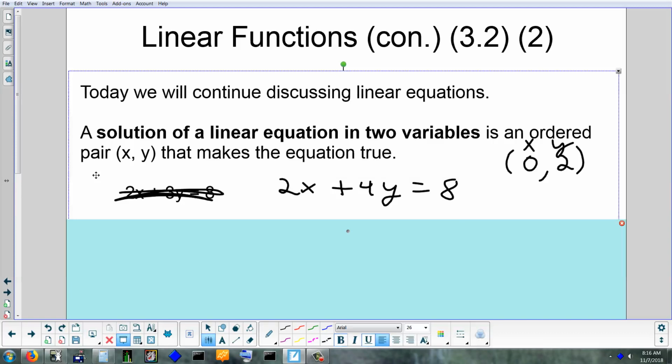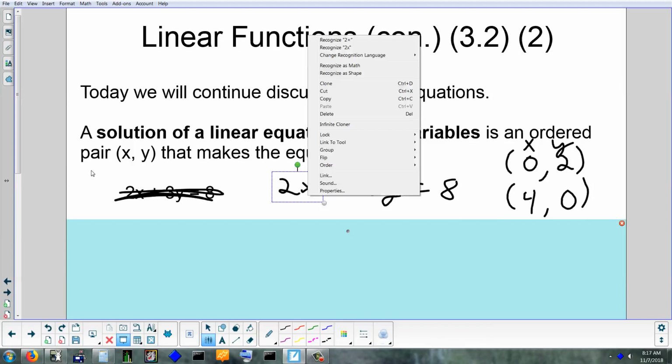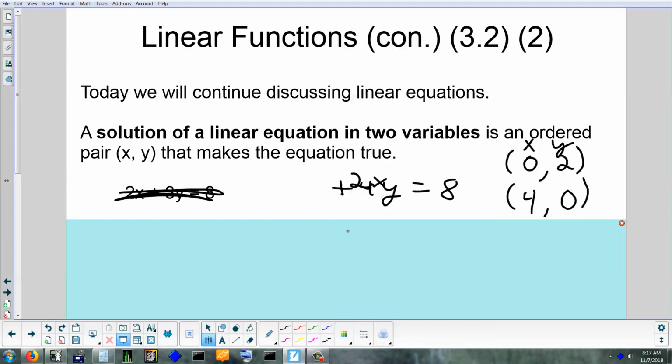There's infinite. Anyone think they could give me another solution? Two numbers, one you could plug in for x, one you could plug in for y, that would make that true. Chris, you think you got one? Let's try 4, 0. Let's check it. If you plug 4 in for x, 2 times 4, 8. 4 times 0, 8 plus 0 is 8.